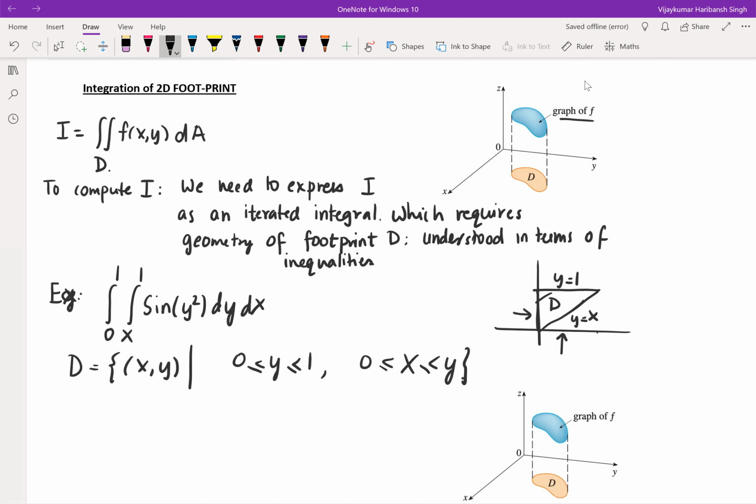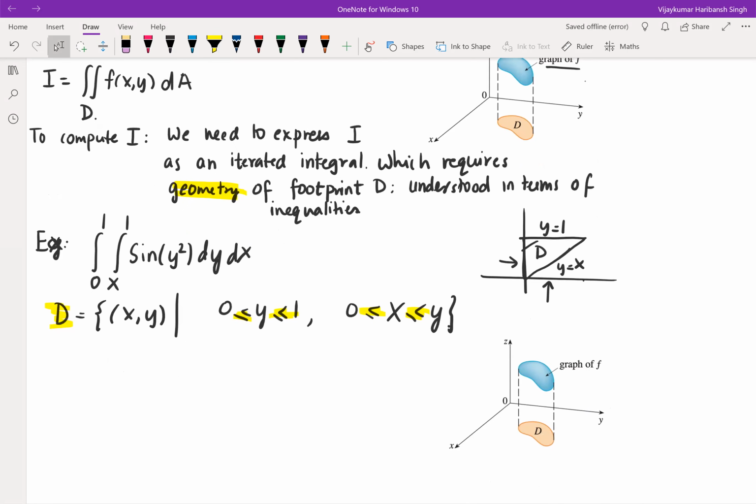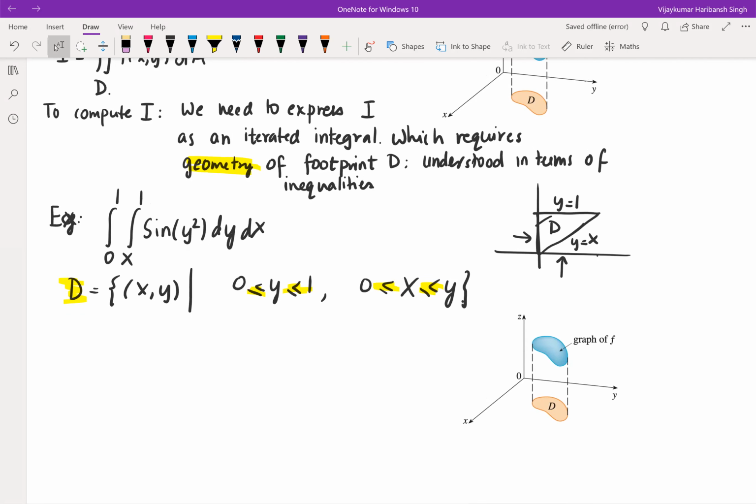So you see, first of all, that we need the geometry of the footprint D, which is understood here. The geometry is understood through this, and it has to be understood with the inequalities as we have found out here. So this is how we understand the whole double integral. Now let's understand the similar thing about triple integrals.